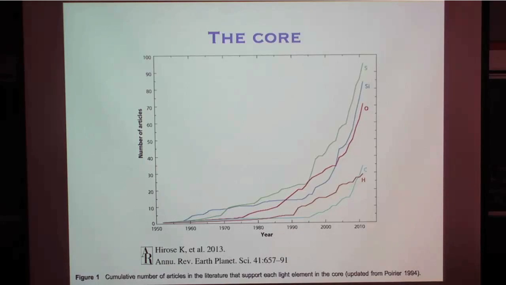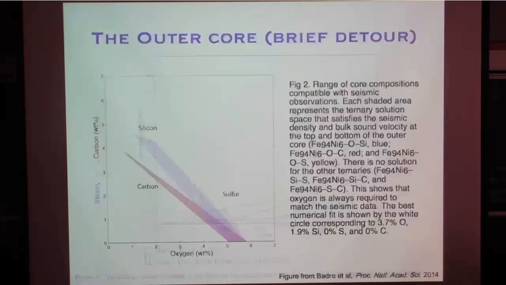What I would say is that probably you can't just do everything with one light alloying element. That's probably not okay. I show you one figure here from some work by James Badro. He's doing what many people would try and do, and he's trying to match PREM. So here, this is for the outer core. He suggests that you really need some oxygen and then some combination of sulfur and silicon and carbon to match the properties that are roughly associated with PREM in the outer core.